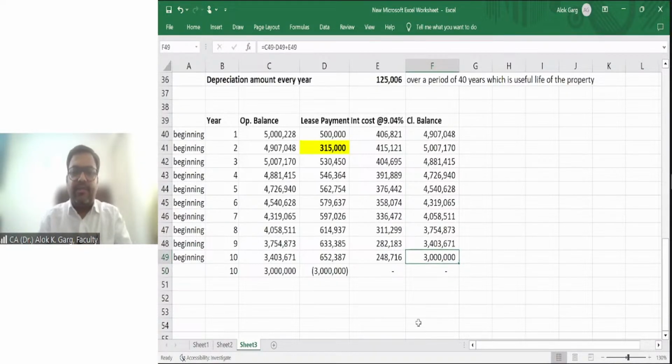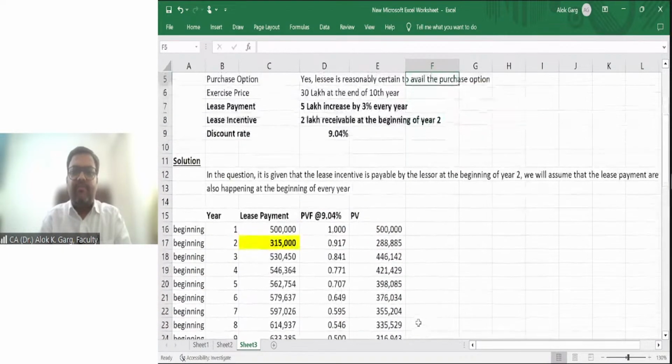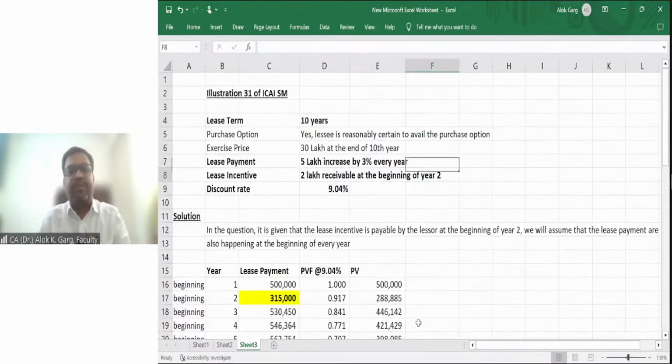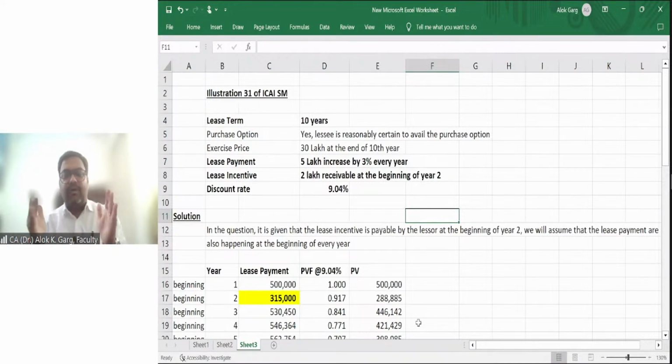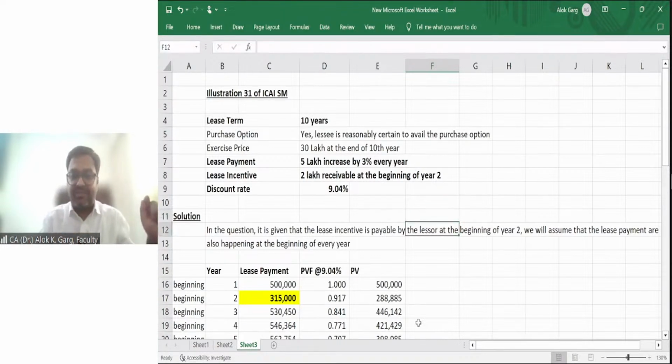Friends, this question was a little complex in terms of two, three different things. Number one, the purchase option was there. Number two, the lease incentive was there. Number three, due to the purchase option, the depreciation was also charged on a useful life of 40 years, not on the lease term of 10 years. That was a different aspect in this question, right?